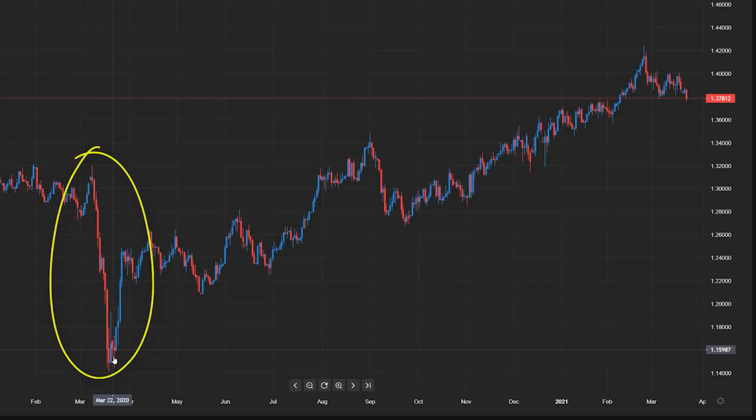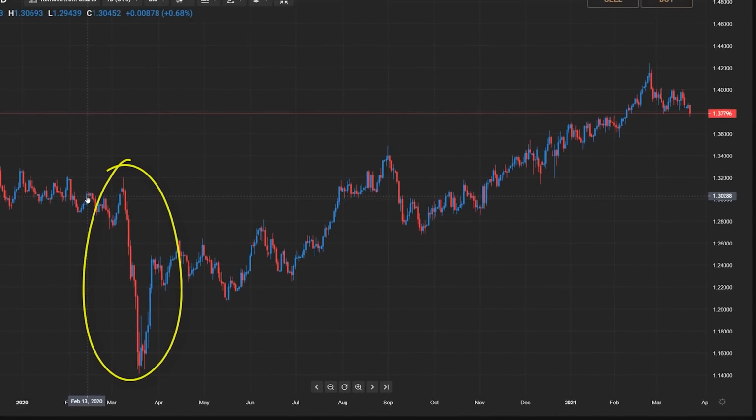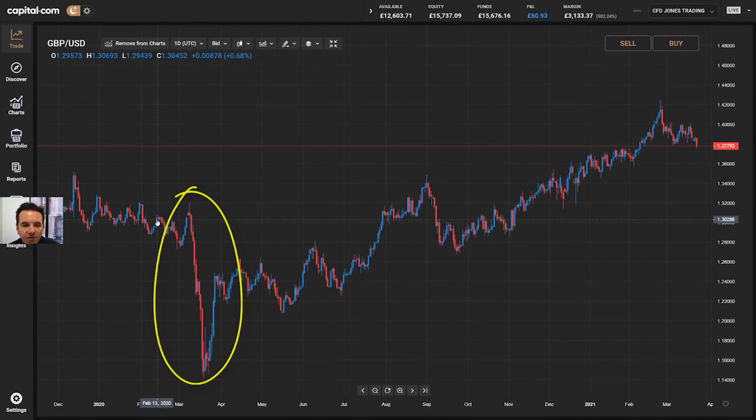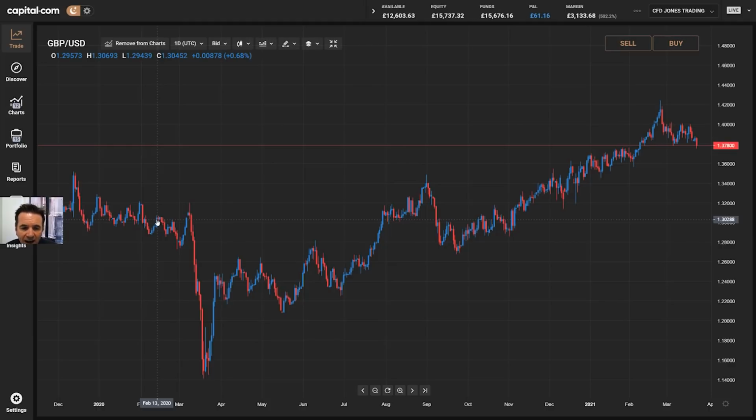So a pound would buy you $1.32. And then by the middle of March, it was down at 1.14. So it dropped about 12-13% in fairly short order, dropping to its lowest level since the mid-1980s. So we saw a 30-year plus low for the pound. And the fundamentals behind this was the breakout of the coronavirus, the continued spread of the virus around the world.